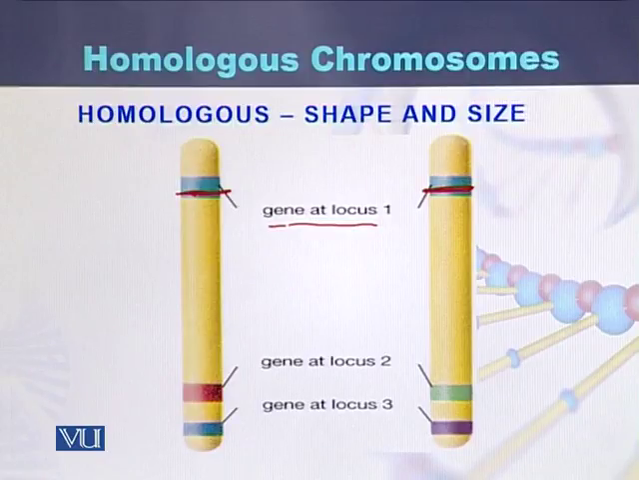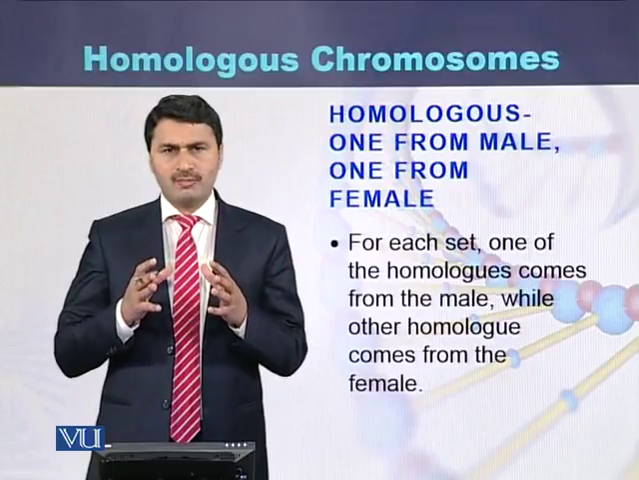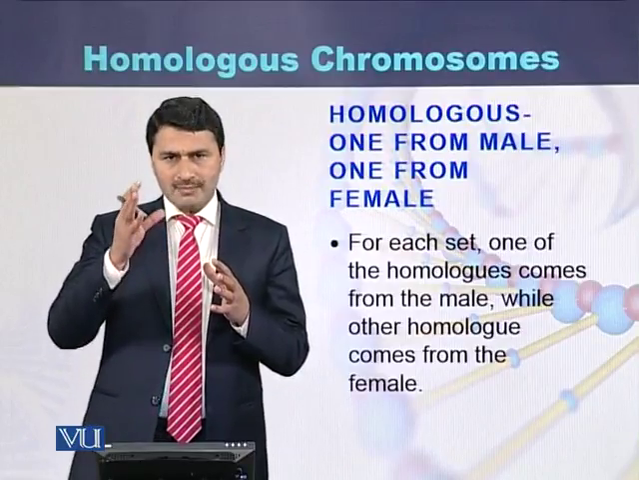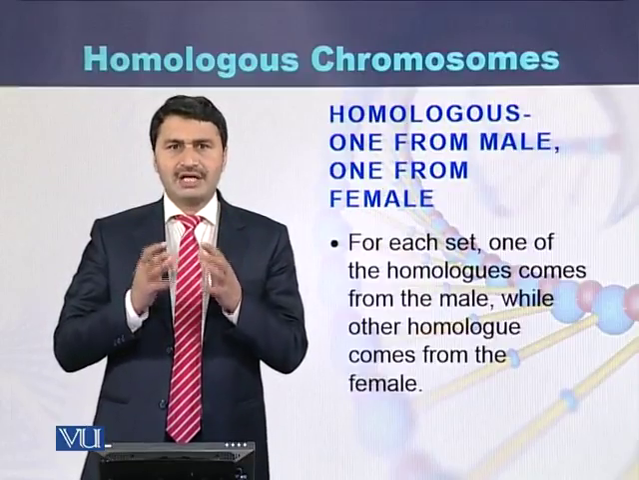A gene consists of two alleles. One allele is present on one of the homologs, while the second allele is present on the second homolog. Take the example of gene 2. Here is the position and its allele is here. And same is with gene 3. Here is the position of one allele and here is the position of the second allele. For each pair of homologous chromosomes, one homolog comes from the male side, while the other homolog comes from the female side.